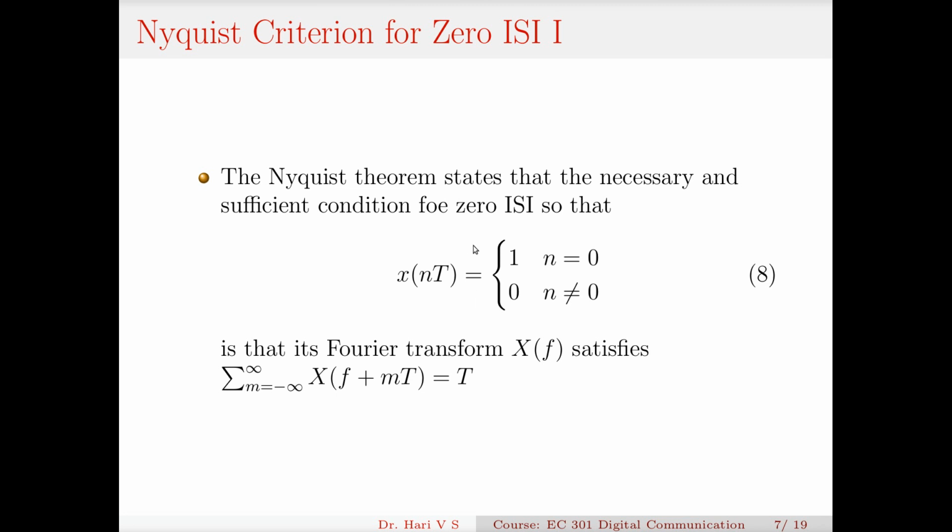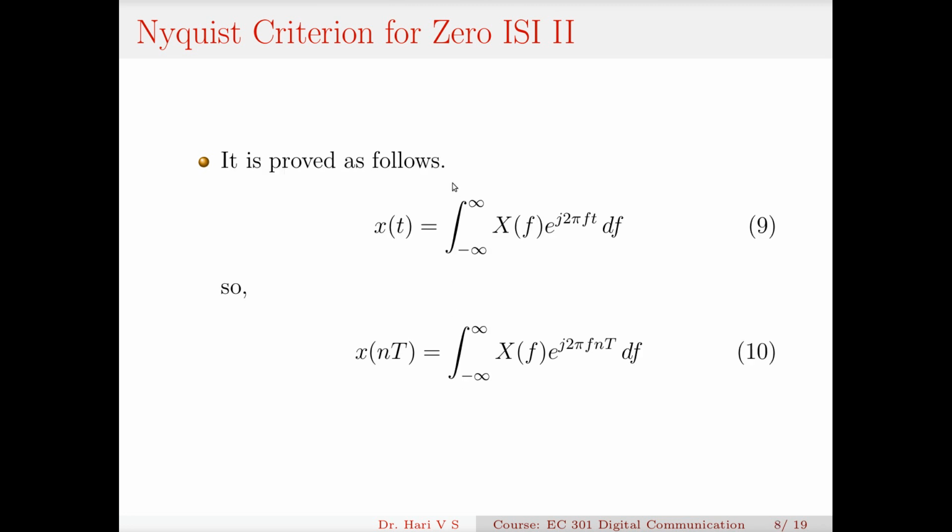So this should be carefully understood. This is another famous theorem by Nyquist. This states the necessary and sufficient condition, so that means this is an if and only if statement. For zero ISI, I have to have x(nT) equal to a delta function. For that to happen, X(f) should satisfy this equation: the sum over m from minus infinity to infinity of X(f + m/T) equals T. So this needs to be proved.